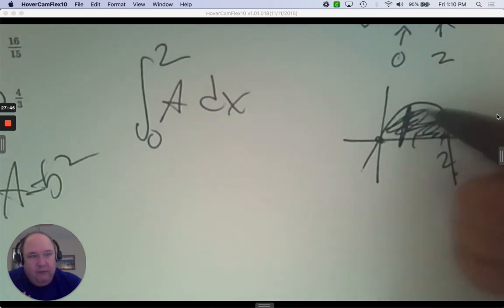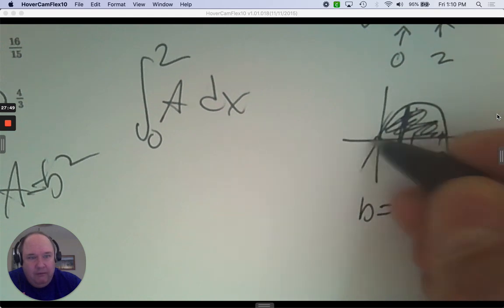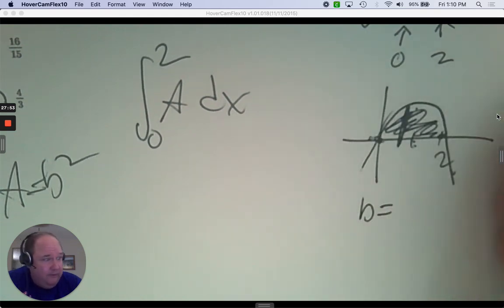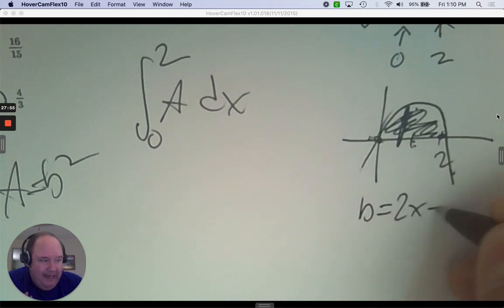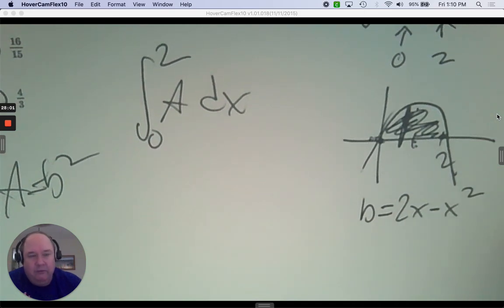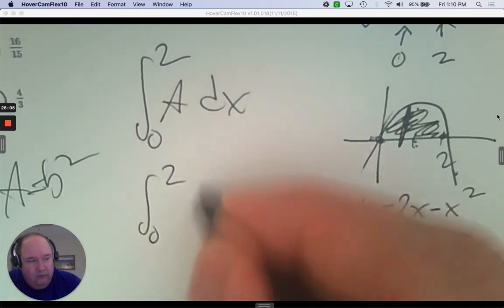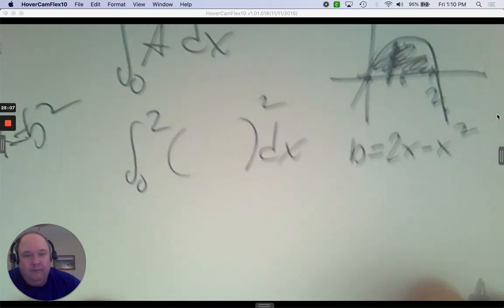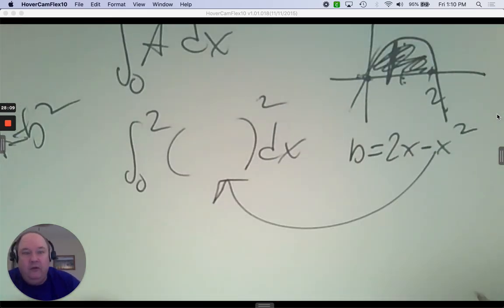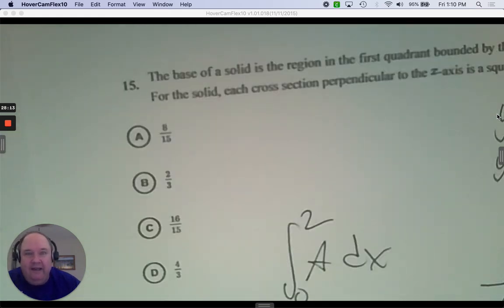So what represents one base here of the square? So top subtract bottom. Now the bottom is 0. So it's just what the curve is. So our base at any moment from 0 to 2 could be found by using the formula 2x subtract x squared. So we're going to plug that in to the formula, right? Use your calculator, find the answer, and get a great grade.